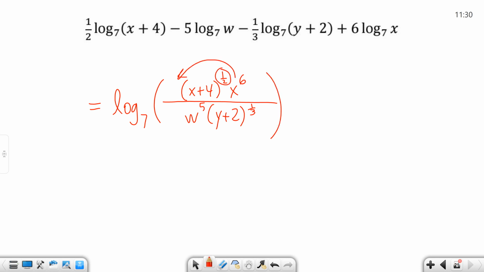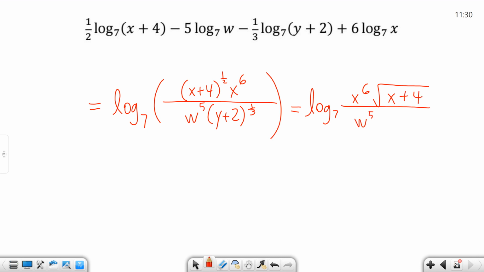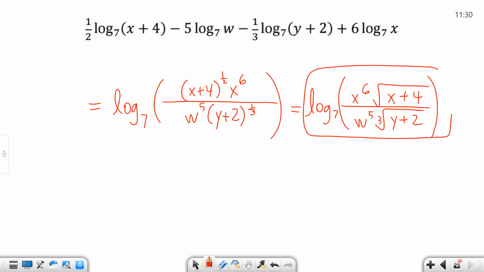And then I don't like the x to the 6th. I'm going to move it up here, and then I don't like my 1/2 and 1/3 business. So I'm just going to rewrite this as log base 7 of x to the 6th times x plus 4. Oops. I said I was going to write it a different way, didn't I? So I want to write it as the square root of x plus 4 over w to the 5th, and then the cube root of y plus 2. And I'm going to put all this in parentheses so there's no doubt what I'm taking the log of. All right? No doubt what I'm taking the log of.